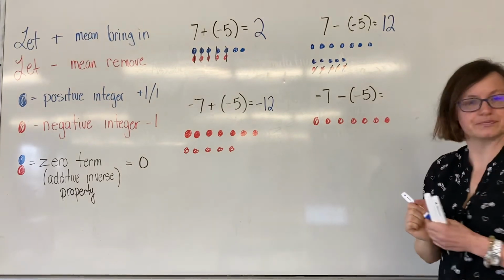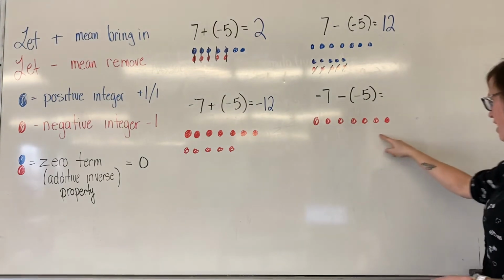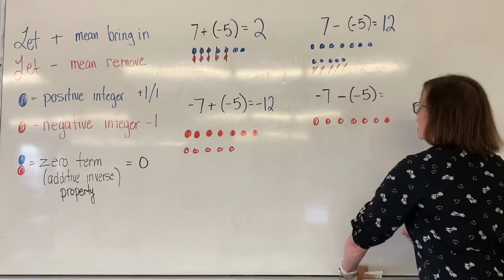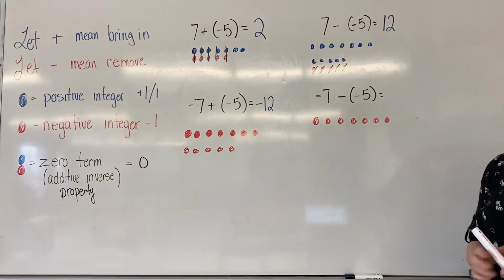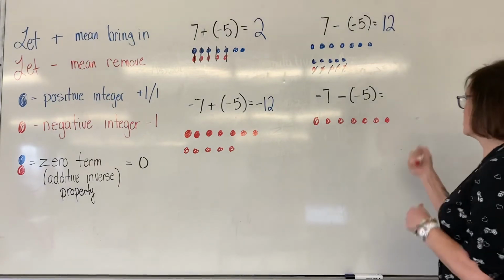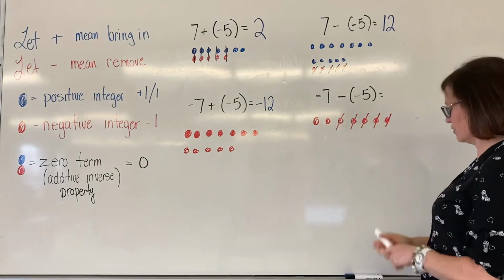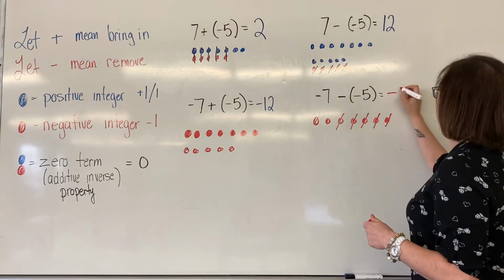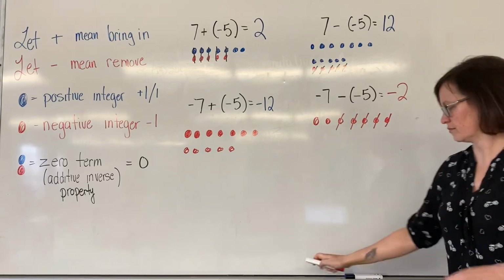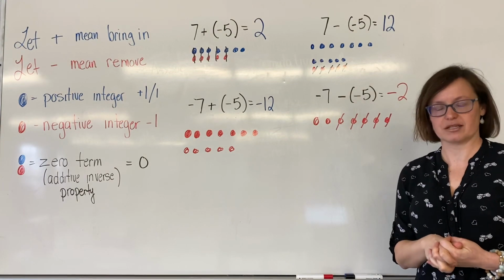+12. All right, now I've got -7, so I have my 7 negative integers here, and I'm going to remove 5 negative integers. I have those integers here, so I just remove them. 1, 2, 3, 4, 5, and I'm left with -2. So there's adding and subtracting positive and negative integers.